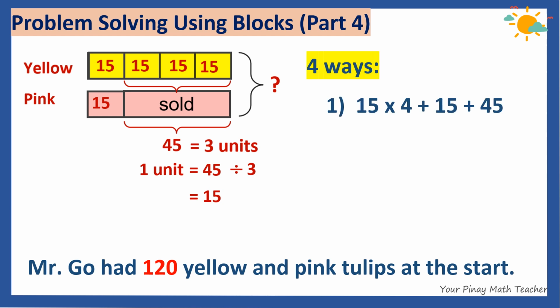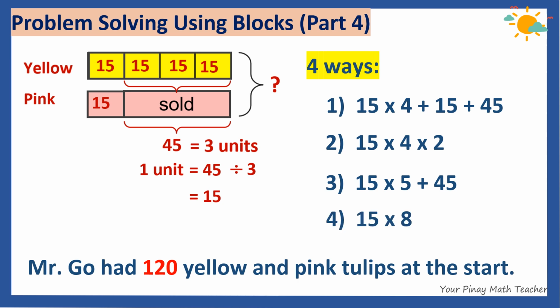First, you may multiply 15 by 4, add 15, and 45. Second, 15 times 4, then double it. Third, you may multiply 15 by 5, then add 45. And the last, you may multiply 15 by 8.